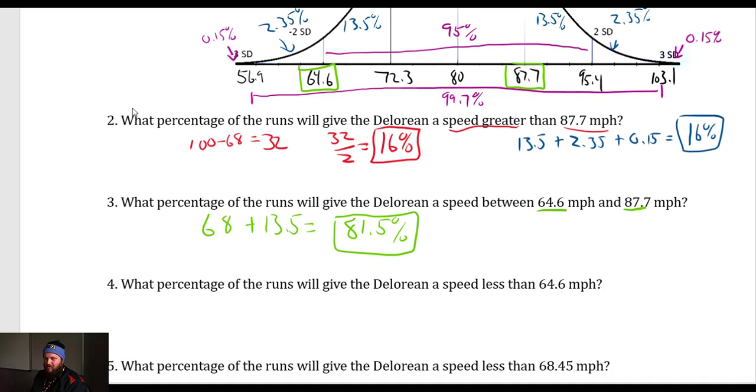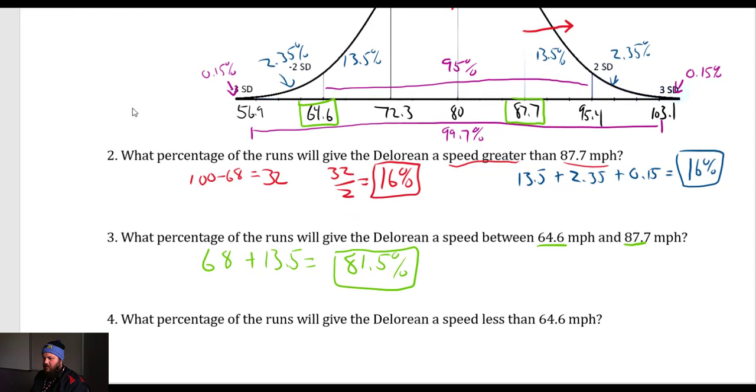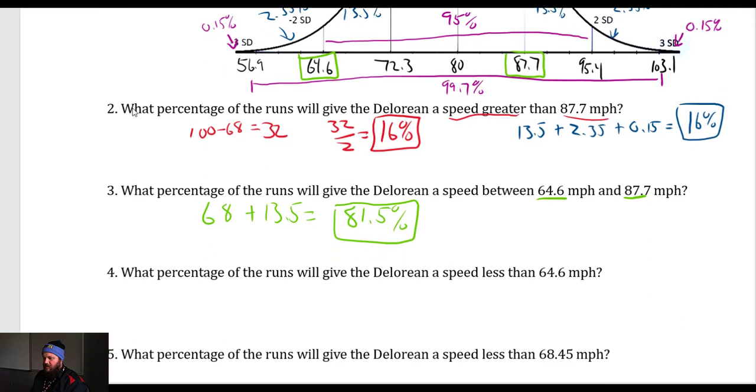Well, you can do this one of two ways. We know that's 2 standard deviations away. So just like we did on number 2, since 64.6 is at -2 standard deviations, we could take 100 and subtract 95, because that's the amount that is between 2 standard deviations. Therefore that would give us 5%. But then we would want to divide that 5% by 2, which would give us 2.5.